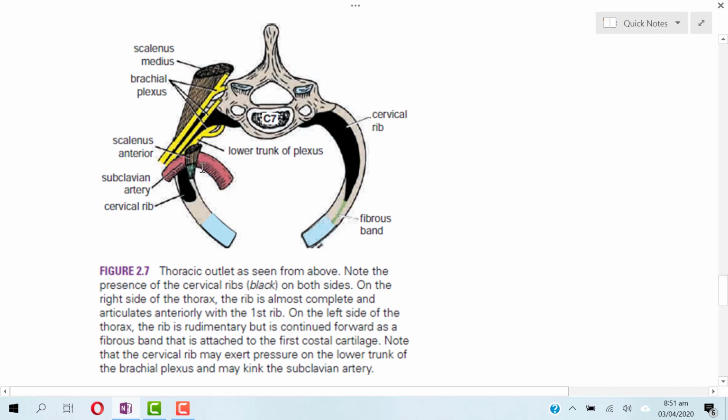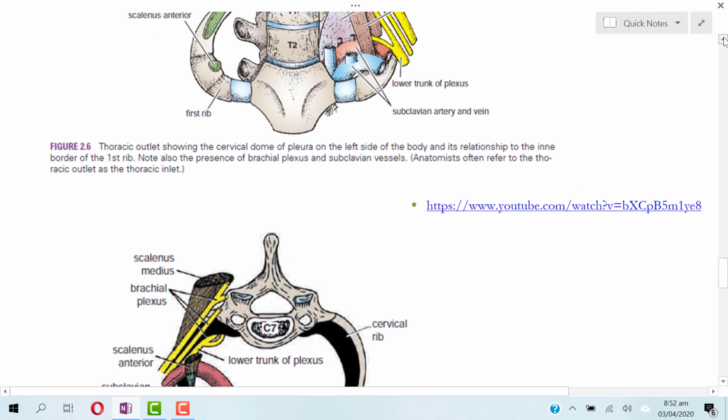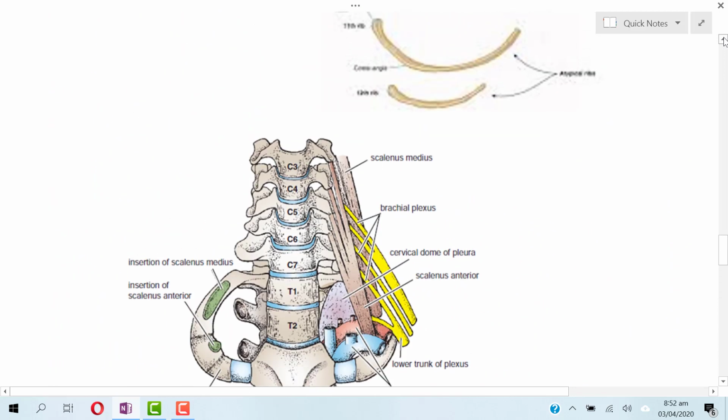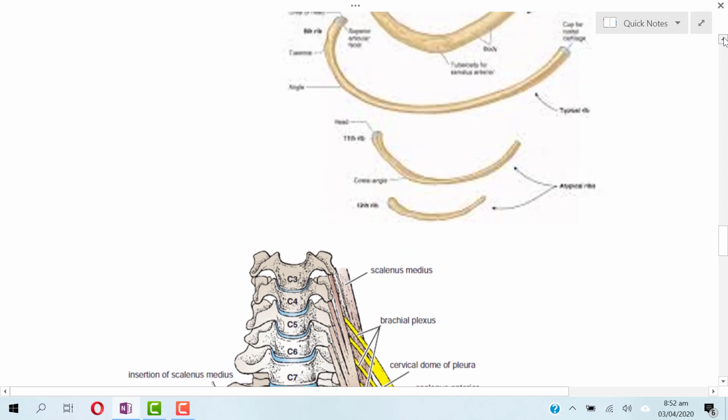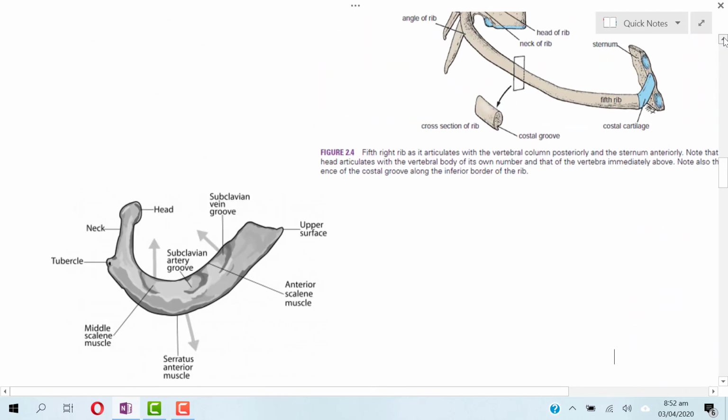Number two, it can compress the subclavian artery also, which will produce the symptoms of subclavian artery compression. So this is cervical rib. In exam they can ask you what is cervical rib. Now I will revise again the joints which are formed by the ribs, because I am revising all joints which are formed by that bone. So I will revise the joints of the rib.